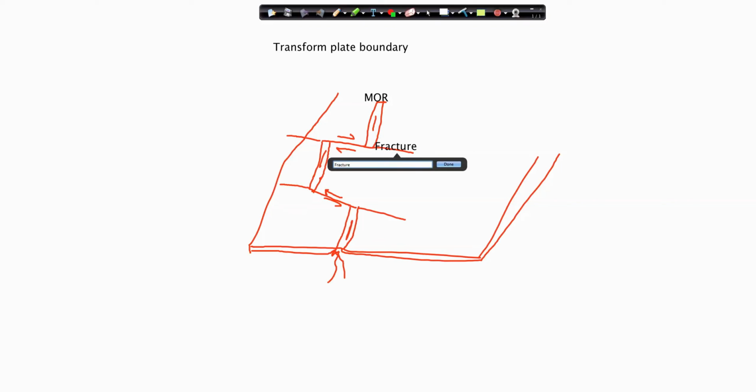They're no longer active transform plate boundaries because they are not between the mid-ocean ridge. So the fracture zones that come off of these are not active. The only part that is active is the part between the mid-ocean ridge. This no longer has any movement along it. It's only this area right here.